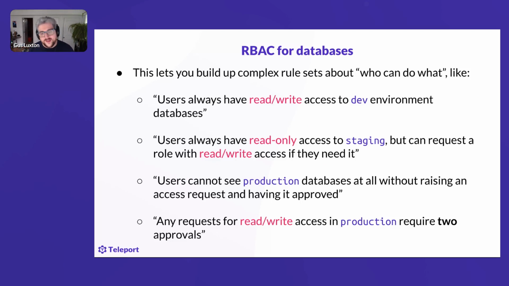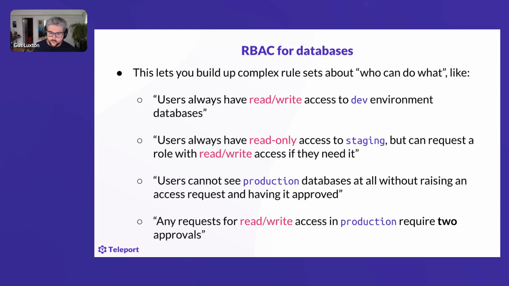So you can make statements like users always have read-write access to developer environment databases, or users always have read-only access to staging, but they can request a role with read-write access if they need it. Users can't see production at all without raising an access request and having it approved, for example. And any requests for read-write access in production require 2 approvals. So you can build up these flexible policies based on whatever you like. These are just examples that I've come up with. You can set them to whatever you like.